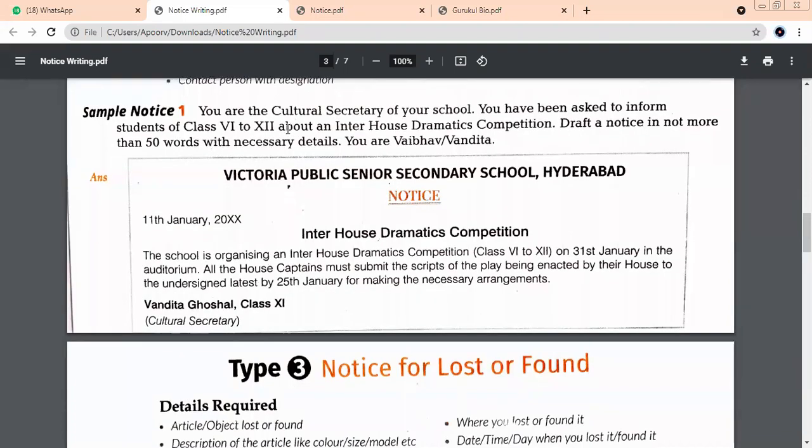You are the cultural secretary of your school. You have been asked to inform the students of class 6 to 12 about an inter-house dramatics competition. So you have to draft a notice in not more than 50 words with necessary details. You are Vandita. Just read the notice and be ready for the questions, orally only.